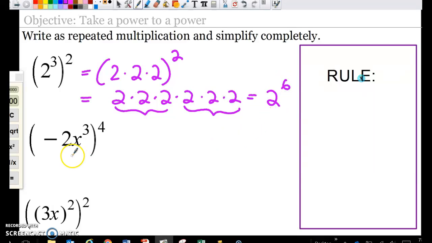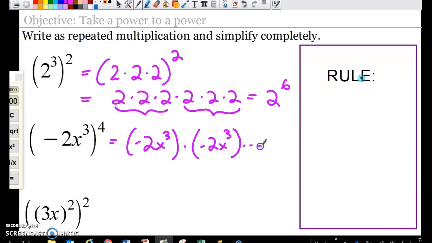6. What about if I have something else, a different base? Well, that means that I have negative 2x to the 3rd times itself 4 times. Negative 2x to the 3rd, and so on, 4 times, which means I'm going to multiply negative 2 to the 4th, x to the 3rd to the 4th. That means I'm going to have 4 negative 2's, which ends up being a positive 16. And it looks like I'm going to have 12 x's, because x to the 3rd 4 times.